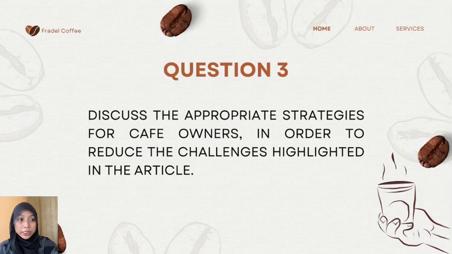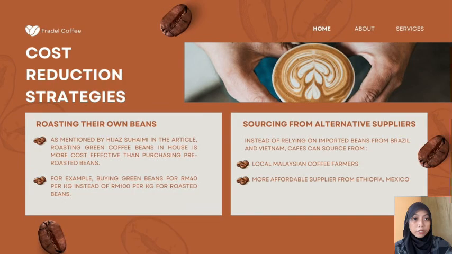Question 3. Discuss the appropriate strategies for cafe owners in order to reduce the challenges highlighted in the article. Cost reduction strategies. The first one is roasting their own beans. As mentioned by Hijaz Suhaimi in the article, roasting green coffee beans in-house is more cost-effective than purchasing pre-roasted beans. For example, buying green beans for 40 ringgit per kilogram instead of 100 ringgit per kilogram for roasted beans.